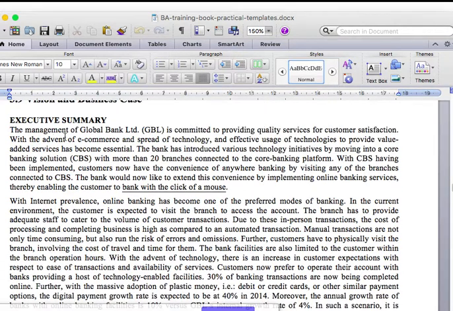If you see here, the management of Global Bank Limited, that is GBL, is committed to providing quality services for customer satisfaction. With the advent of e-commerce and spread of technology, the effective usage of technologies to provide value-added services has become essential. Okay, you consider this was maybe around 20 years ago, when the banks were trying to digitize their operations and also provide online banking solutions. Now online banking has become very old, but of course you can add this.